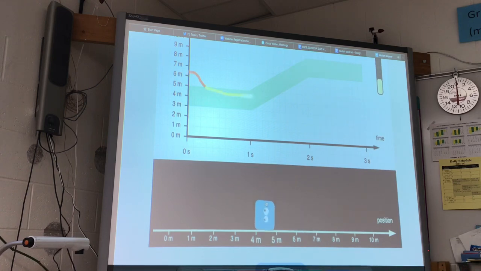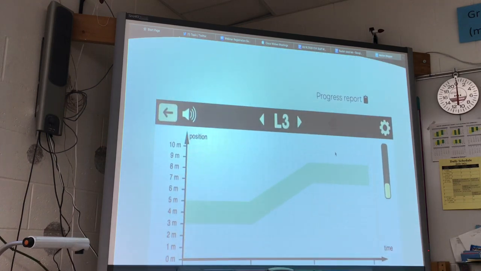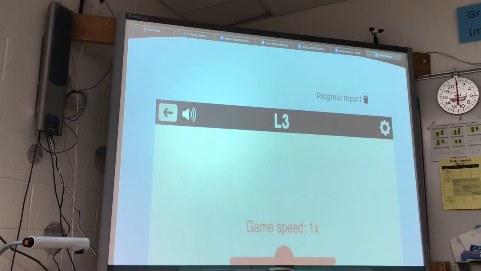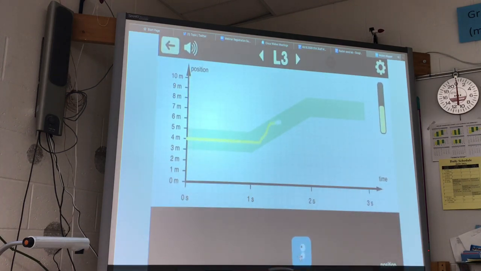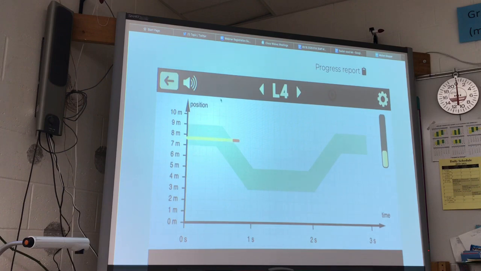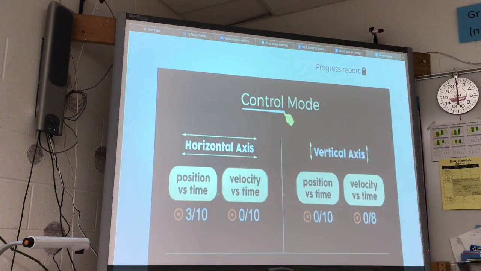That's a bad excuse. Okay, now you can actually go through, and if you want, you can change your game speed down, which is good and bad. Wouldn't that make it not fun? Now that's not the smoothest constant velocity, but it accomplished the task. Now, when you're done, if you go back, it will say I got 3 out of the 10 vertical positions right. You've got to get 10 out of 10 on the horizontal position versus time graph.